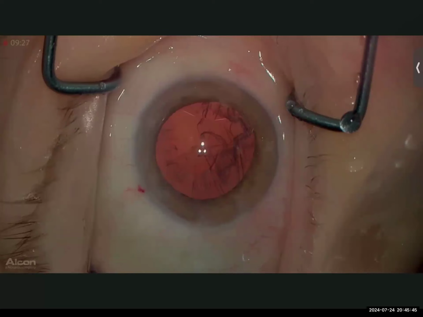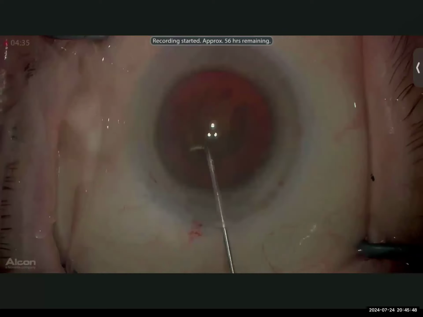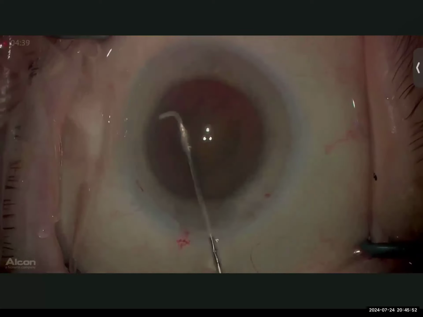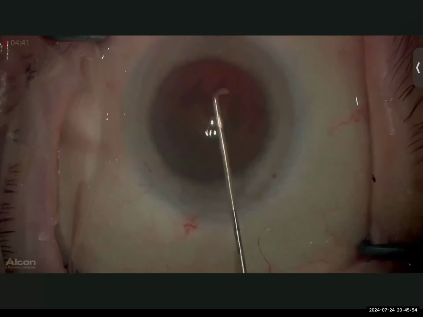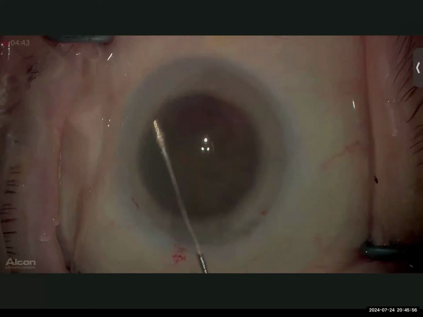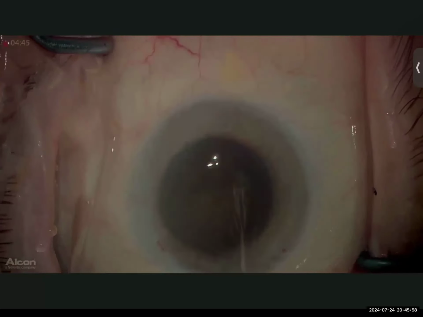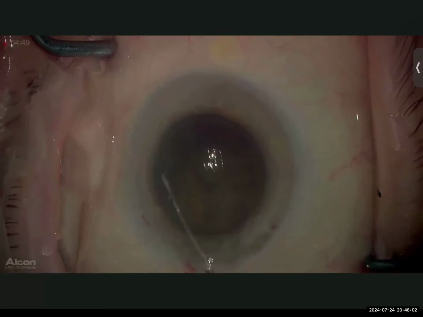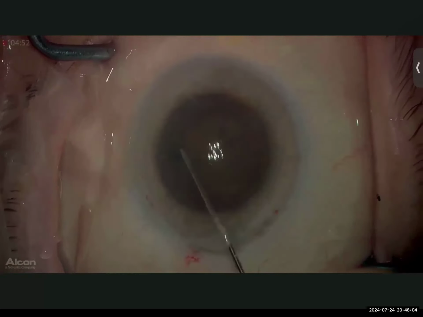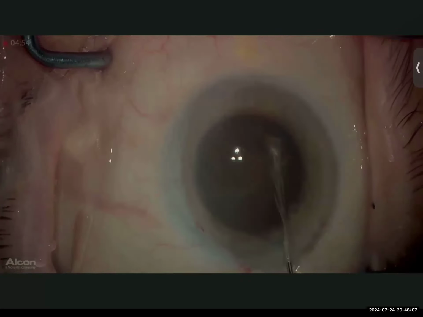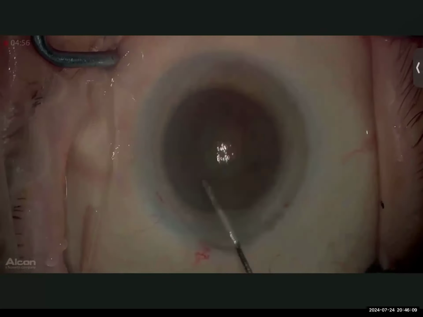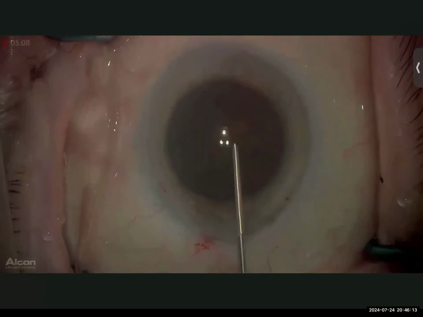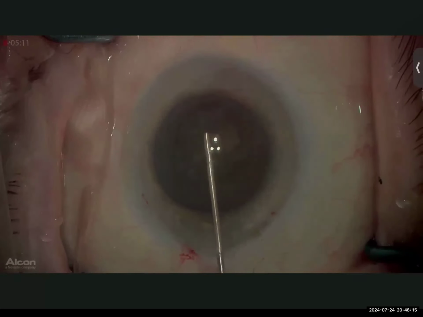Let's go to the next one. All right, so this is a little bit of a denser lens. I believe we're on number 8. So there's the hydrodissection. Hydrodelineation, you can't really see it, but what I'm doing is I'm rotating the tip. For hydrodissection, I want it parallel to the CCC in that plane because I want the wave to follow the contour of the capsular bag.